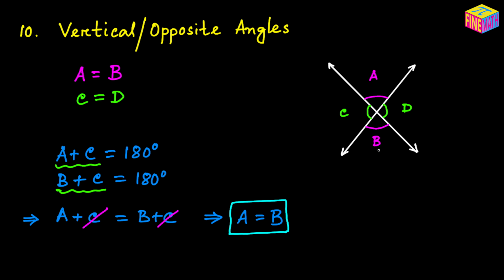And this is how they look. At the intersection of two straight lines, the vertical angles will be created. In this particular example, A and B are one pair of vertical angles, and then C and D are the other pair of vertical angles.